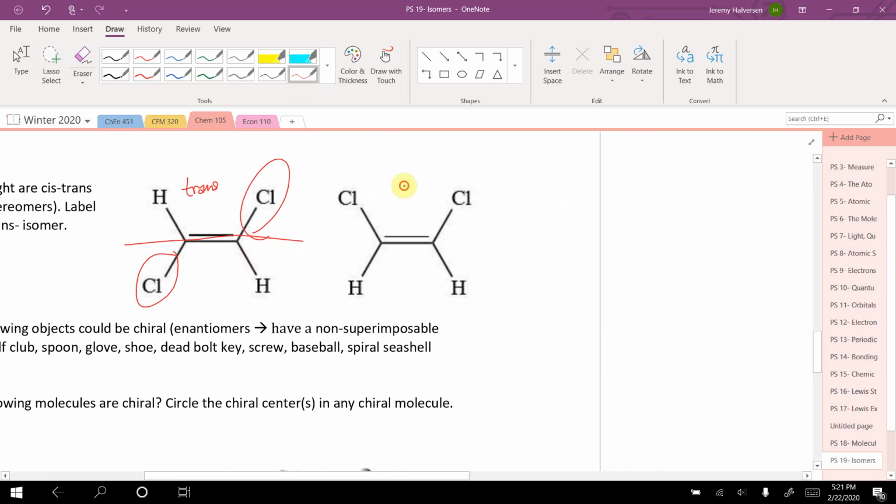Do the same thing here. On the left, where's my bigger thing? That. The right is that. Those are on the same side, so this is cis.